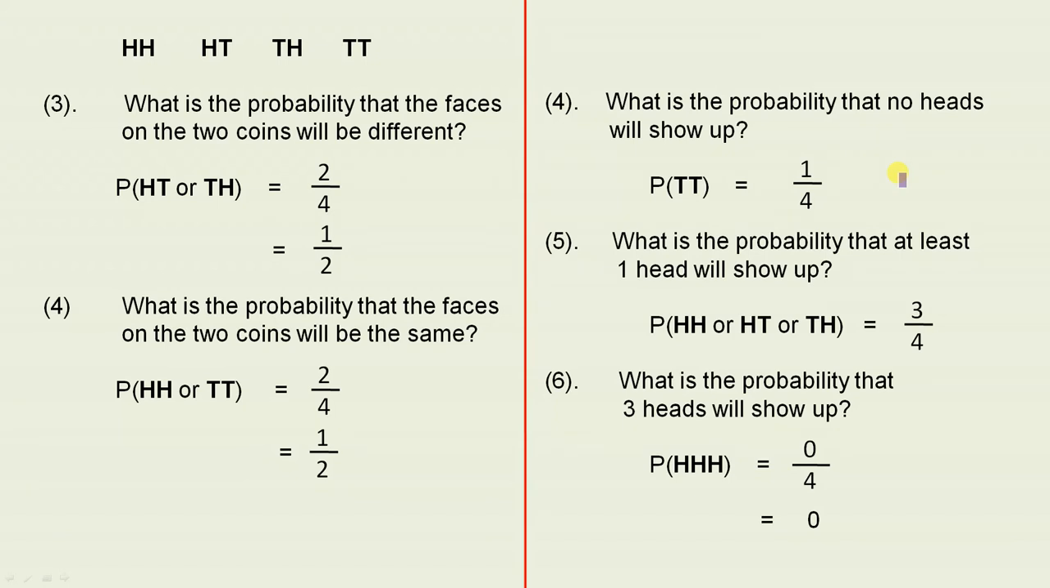What is the probability that no heads will show up? No heads. Well, the only chance that no heads will show up is when you throw two tails, which is a quarter. What is the probability that at least one head will show up? Now, at least one head means one head or two heads. That'll be 3 over 4. What is the probability that three heads will show up? The probability of three heads showing up will be 0 over 4, because you only have two coins, so you can't have three heads.